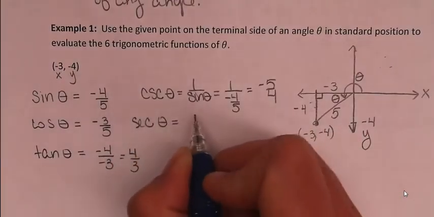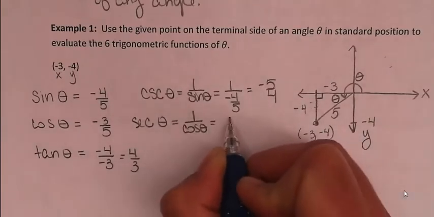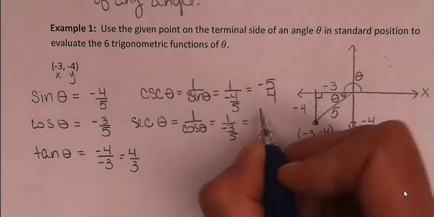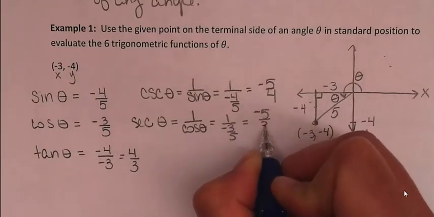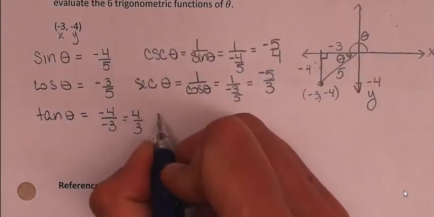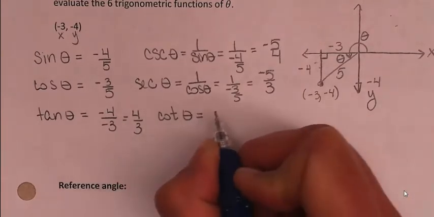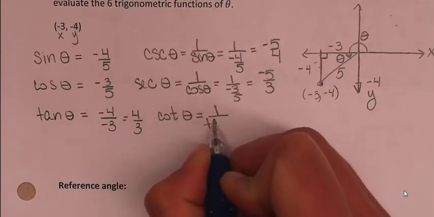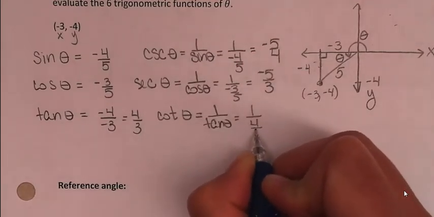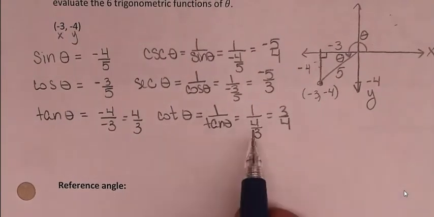Secant is the reciprocal of cosine. So it's really 1 over cosine theta. So that's really 1 over negative 3 over 5, which is really negative 5/3. Tangent, well, its reciprocal is cotangent. So cotangent theta is really 1 over tan theta. And this is really going to be 1 over 4 over 3, which is just the reciprocal, 3 over 4.